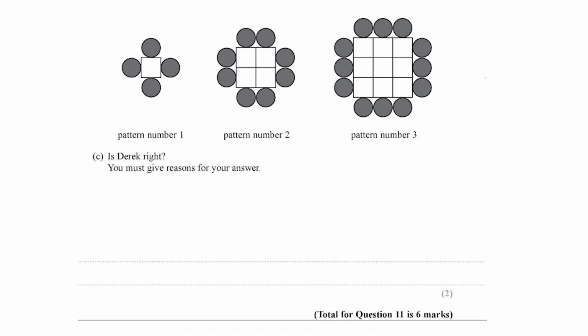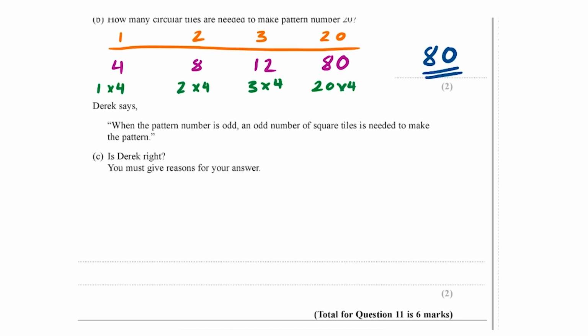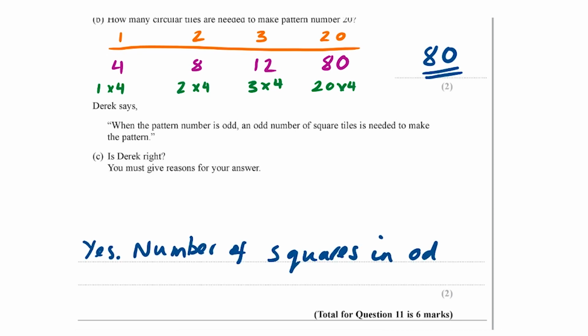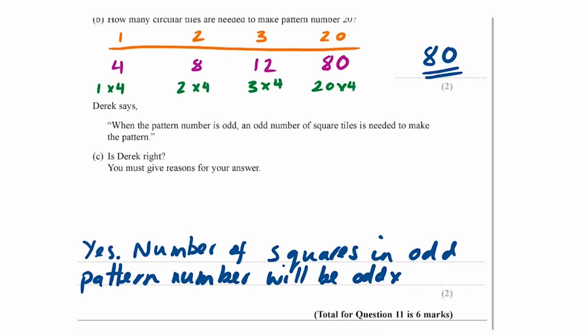So in all of the odd ones, you're going to be multiplying an odd number by itself. In other words, an odd number multiplied by an odd number. And whenever you times an odd number by an odd number, you get an odd number as the answer. Okay? So you need to say something like, yes, the number of squares in an odd pattern number will be odd because odd times odd equals odd.